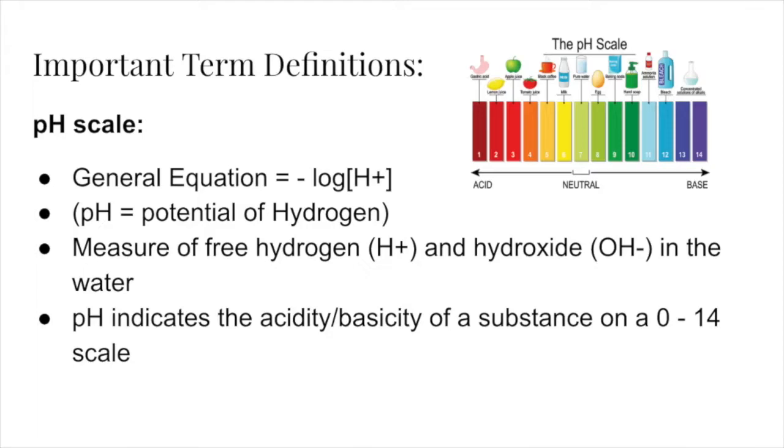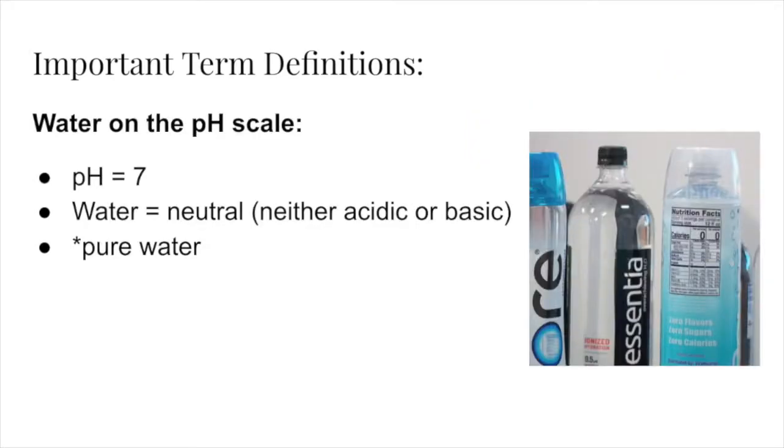If a substance is basic, it can also be referred to as alkaline. If a substance is more acidic, it is lower on the pH scale as seen in the diagram on the top right. And if it's higher on the pH scale, it's considered to be more basic or alkaline. In terms of the pH scale, we'll just give the example of pure water. Because water is neither acidic nor basic, it's neutral and therefore has a pH of 7 on the 0 to 14 scale.